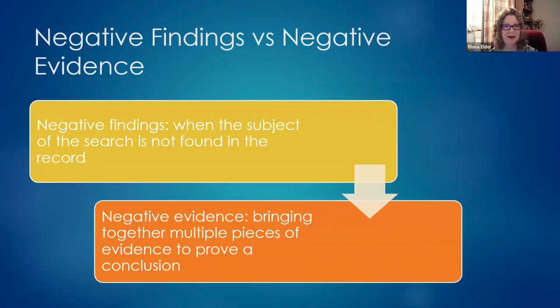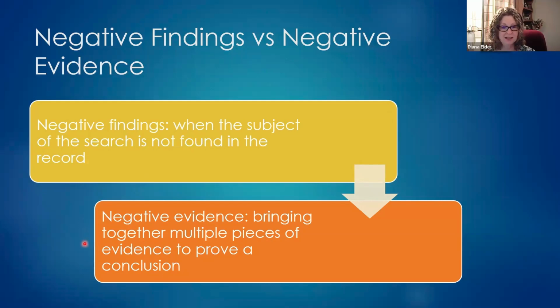So let's define a couple of things. When do negative findings turn into negative evidence? Negative findings is when you are doing a search for a person in a certain record and they are not found. This happens in genealogy. But negative evidence is when you bring together multiple pieces of evidence to prove a conclusion. Each one of those findings gives you a little piece of information, and when you have enough pieces, you can start putting together a case for negative evidence. But you do have to do your due diligence.